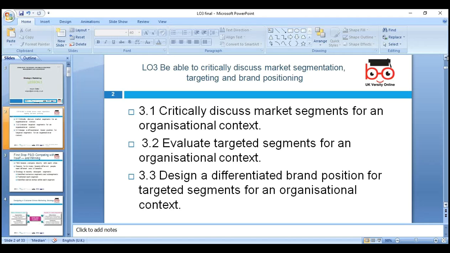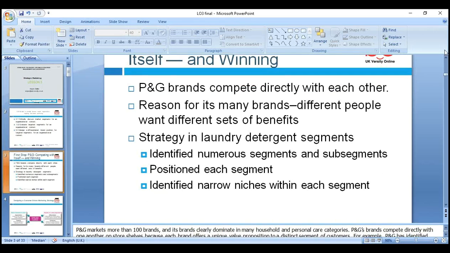Today's lesson covers LO3, learning outcome 3, be able to critically discuss market segmentation. So the keywords are market segmentation, targeting, and brand positioning. These are the three key areas we will focus on. These will be assessed in three assessment criteria: critical, evaluate, and design. So that will be the focus.